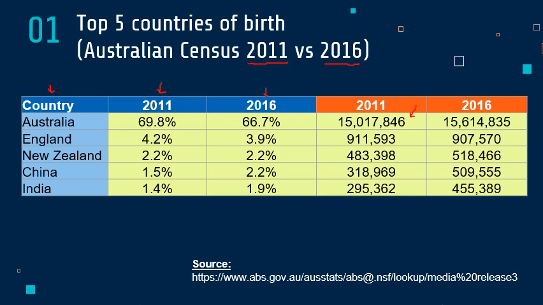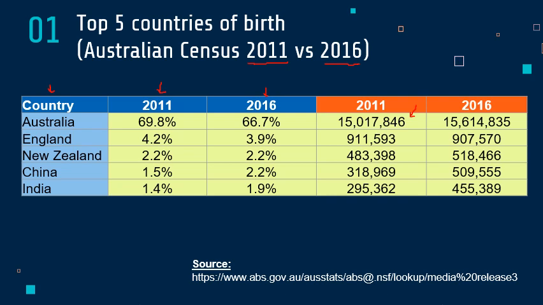One of the advantages of two-way tables is we can compare different pieces of data. Firstly, if we just looked at the 2011 column, we can compare between the countries of birth just in 2011. So we can go, okay, well in 2011, most people were born in Australia, so 69.8%. Then the next country that people were most likely born in was England, and that's 4.2%.